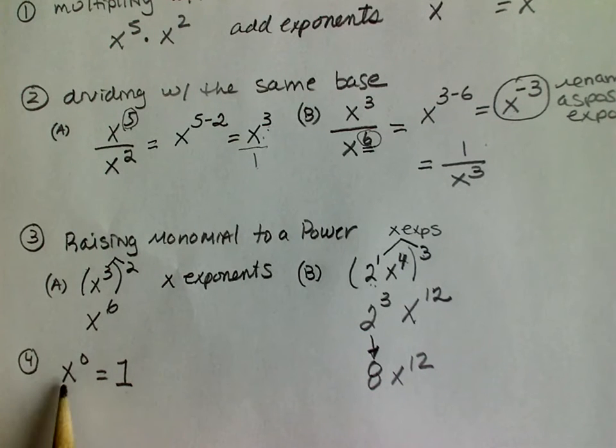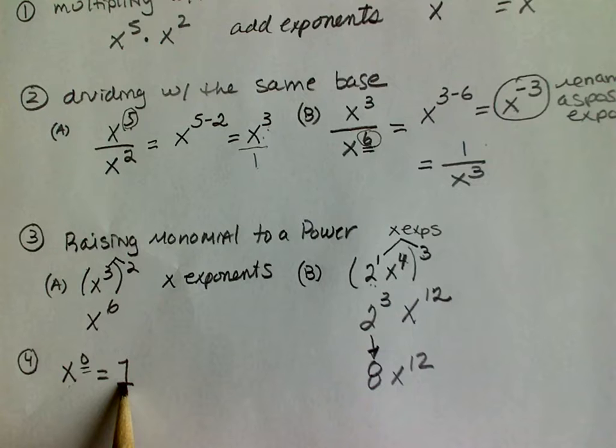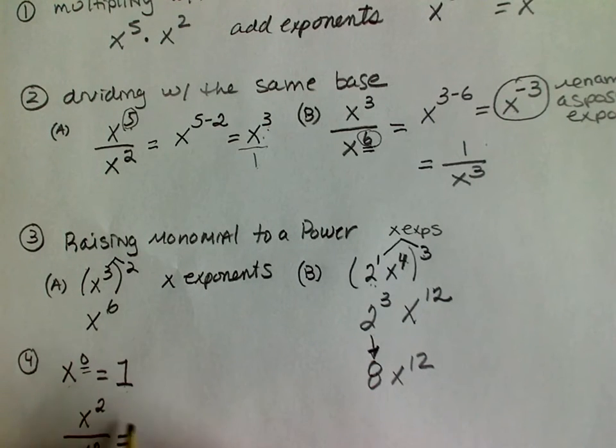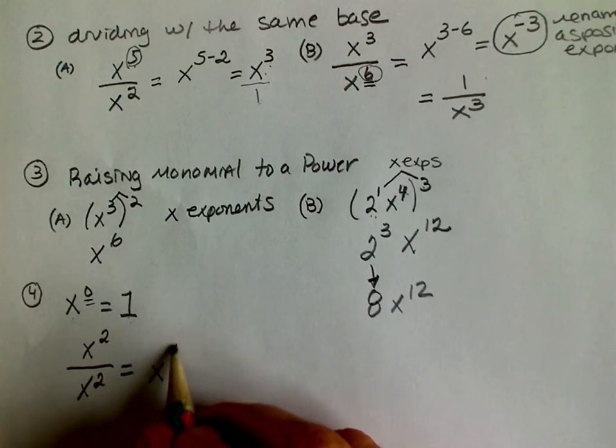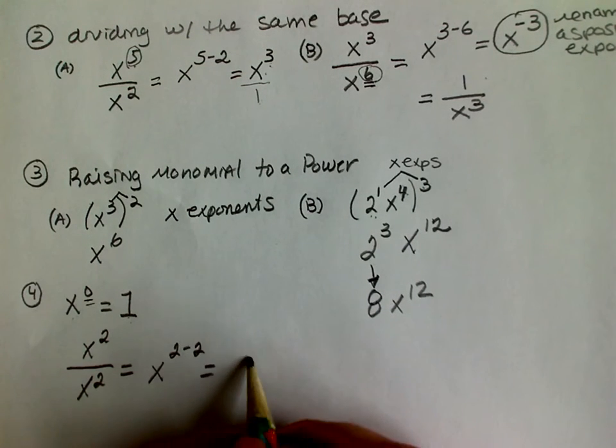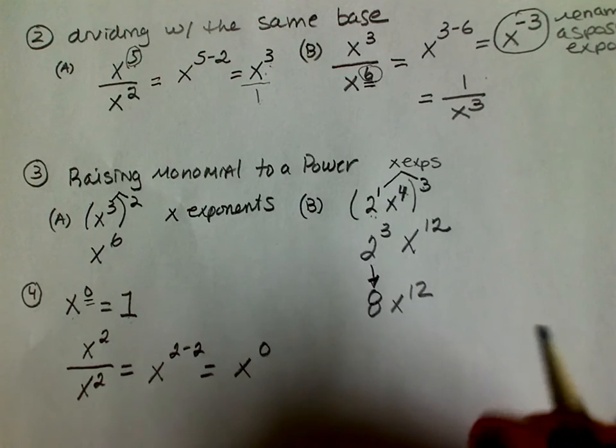Last and final rule, anything raised to a 0 power is always equal to 1. I will show you why this works. If I take something like x squared divided by x squared, the rule for division using the same base is to subtract its exponents. So I get x to the 0 power.